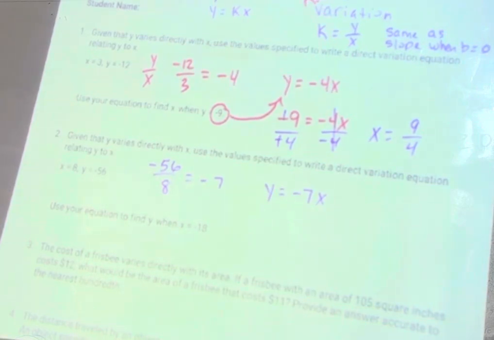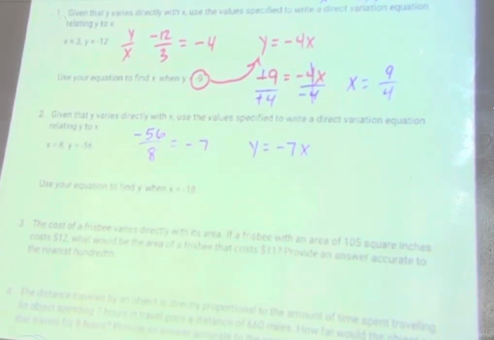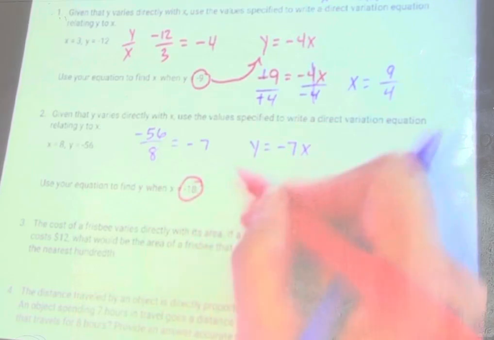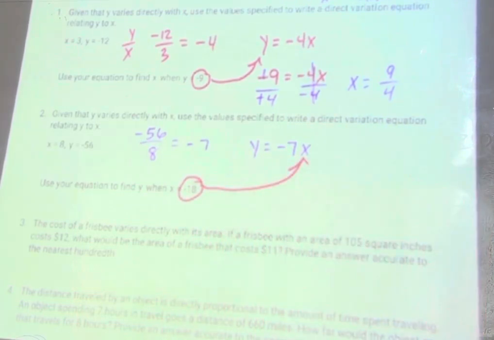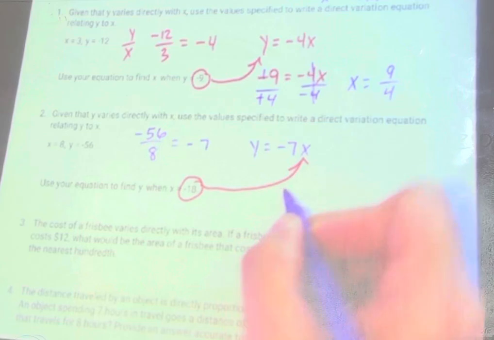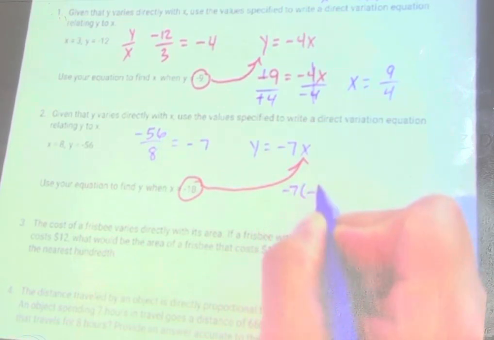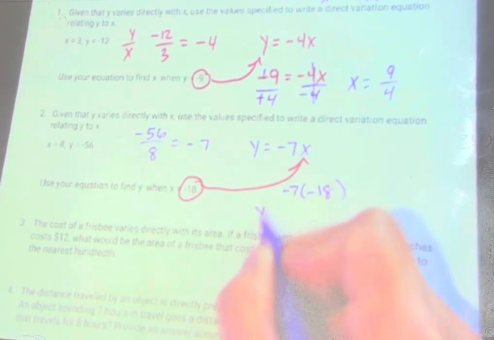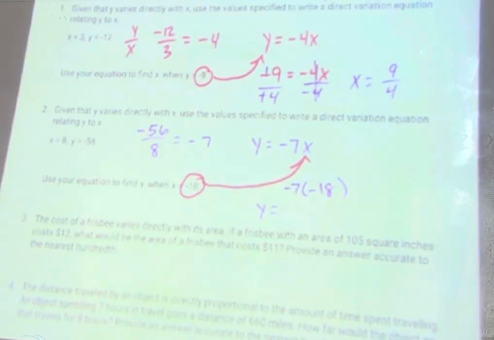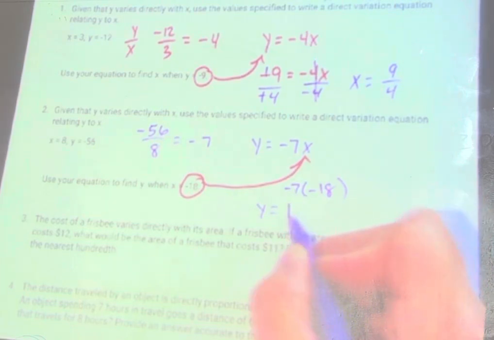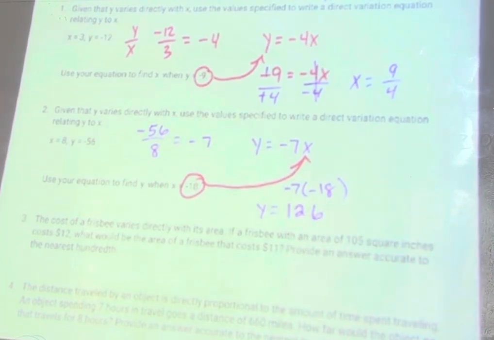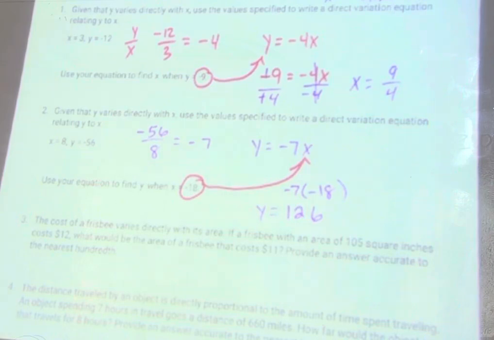And this time we are given x. So when you're given x, you're just going to plug it in. You're going to take that negative 18 and plug it in for x. So negative 7 times negative 18 equals what? Yep. So again, you can type just 126, or if you want to type more, you can do y equals 126. So that is how it's tested, is 1 and 2.